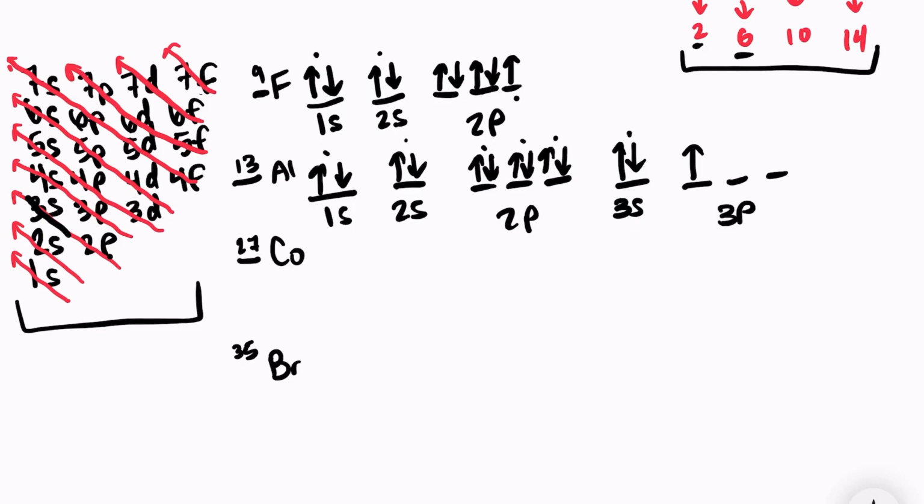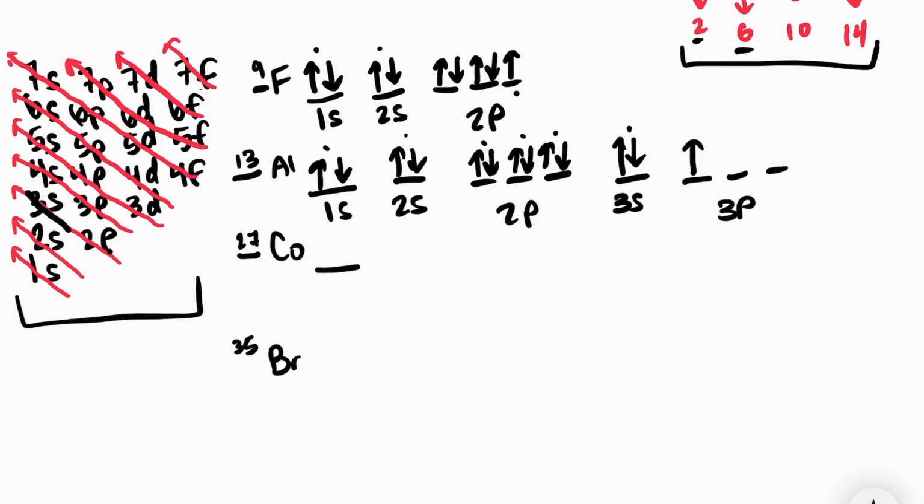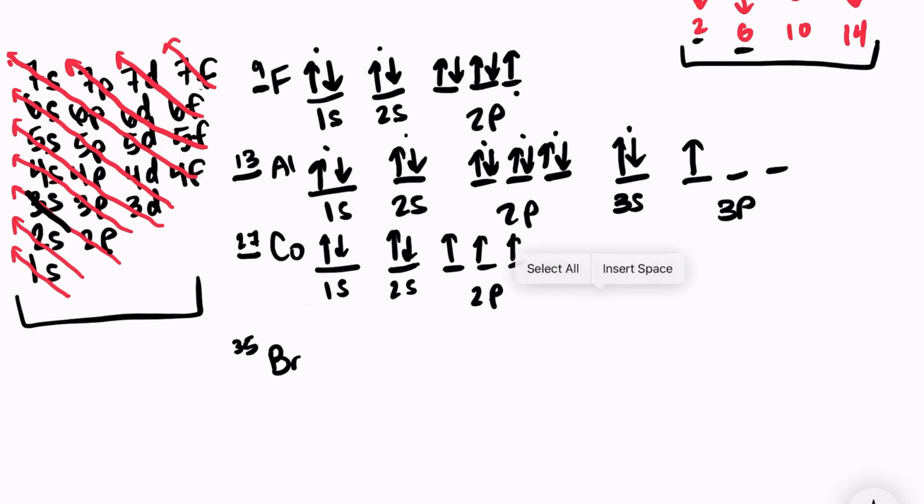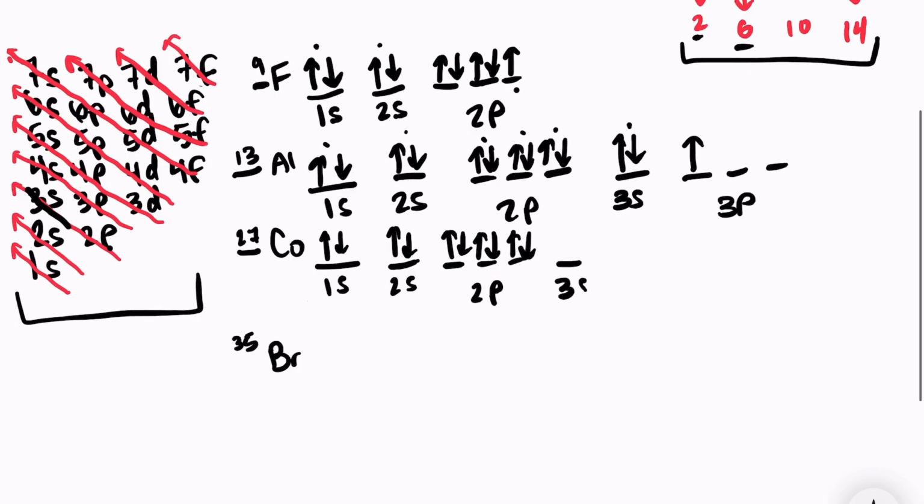Let's look at cobalt. We have 27 electrons. So 1s we can fill up, 2s we can fill up, 2p we can fill as well. Then we move on to 3s, which we can fill, and 3p, which we can fill. And let's count. We have 2 plus 2 is 4, plus 2 is 6, 8, 10, 12, 14, 16, 18. We need to go all the way to 27.